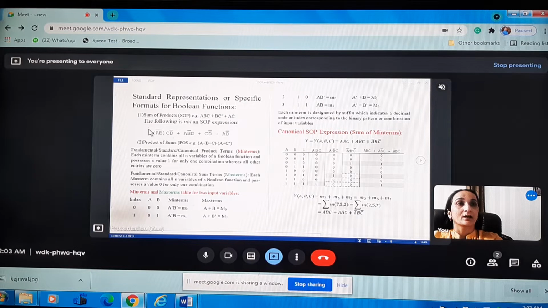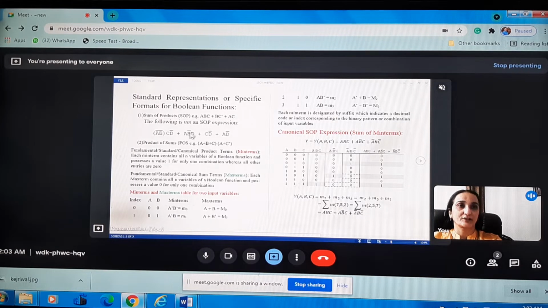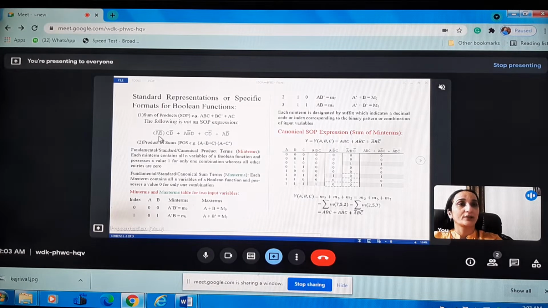Now, this expression will not be called an SOP expression because an SOP expression cannot have more than one variable combined in a term with an inversion bar. Here you can see two variables are combined in a term with an inversion bar. So first you have to apply De Morgan's theorem to break it and then convert it into an SOP expression.